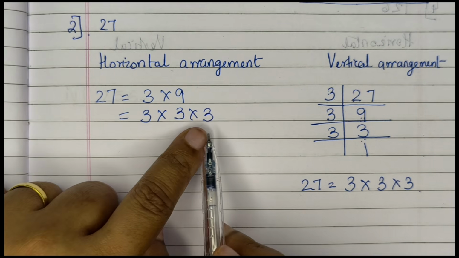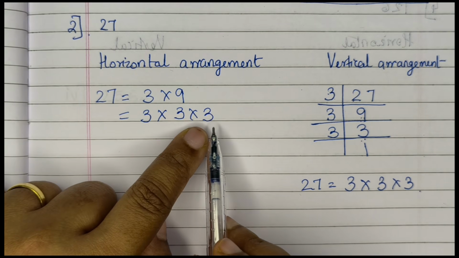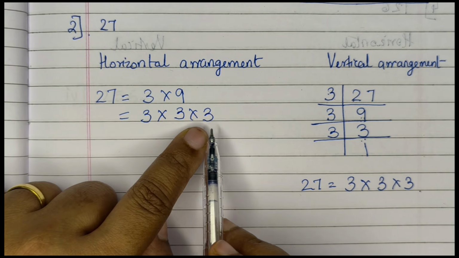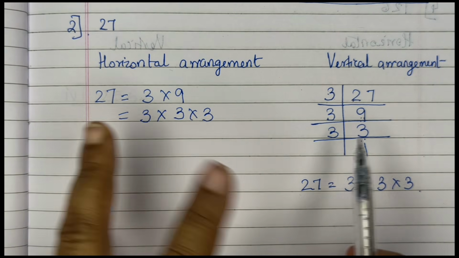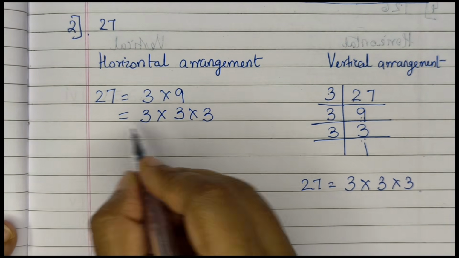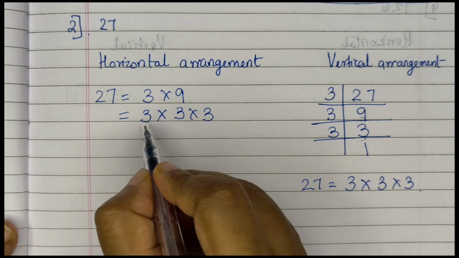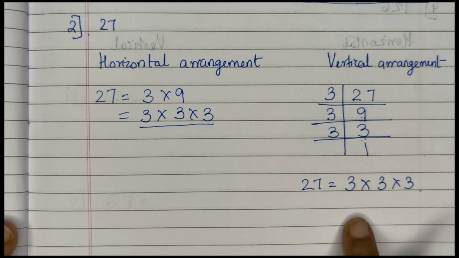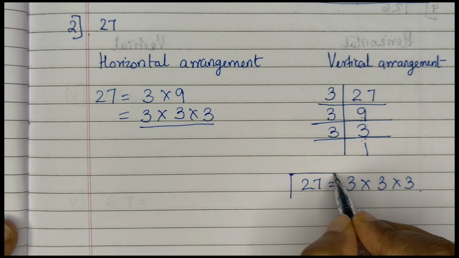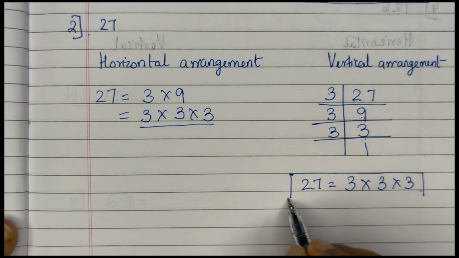Understood? Now the last number 3 is a prime number. You cannot split again. You cannot take any factor again. So we have 3 into 3 into 3 and 3 into 3 into 3. Both the sides are same. Understood? So these are the factors of 27 here. This is what you get by horizontal arrangement, and this is by vertical arrangement. Understood?